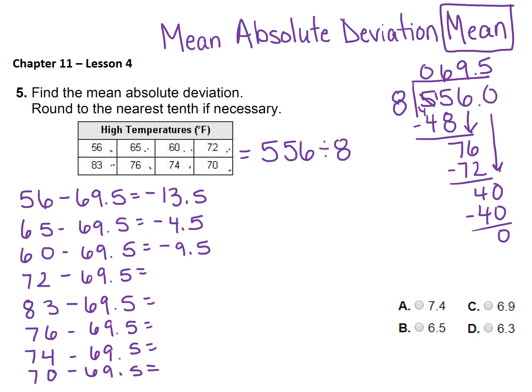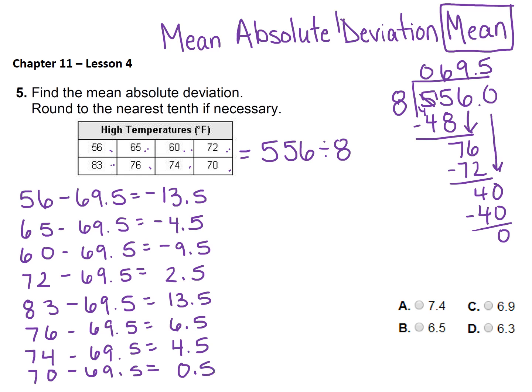72 take away 69.5 is 2.5. 83 take away 69.5 is 13.5. 76 take away 69.5 is 6.5. 74 take away 69.5 is 4.5. And 70 take away 69.5 is 0.5.